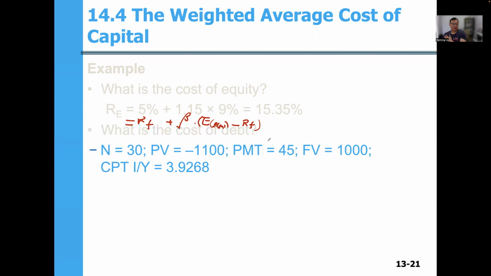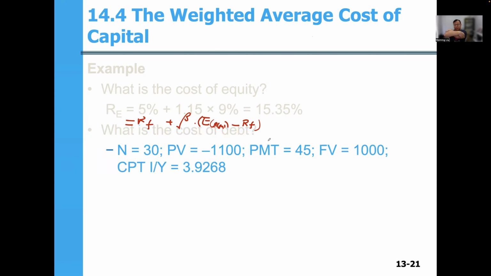What about the debt? The debt is a bond. So 15 years maturity, semi-annual, so N equals 30. And right now the price is 110, so the present value is negative 1100. The coupon rate is 9%, and the face value is 1000. So therefore, the payment would be 1000 times 9% divided by 2, so $45. And the future value would be the face value, that's $1000.